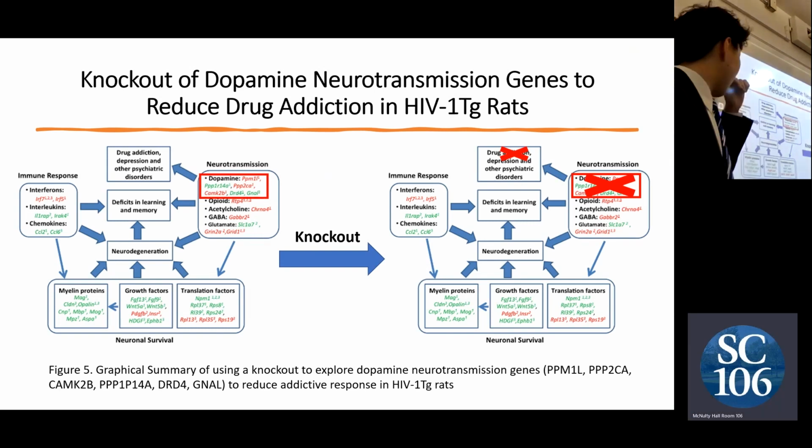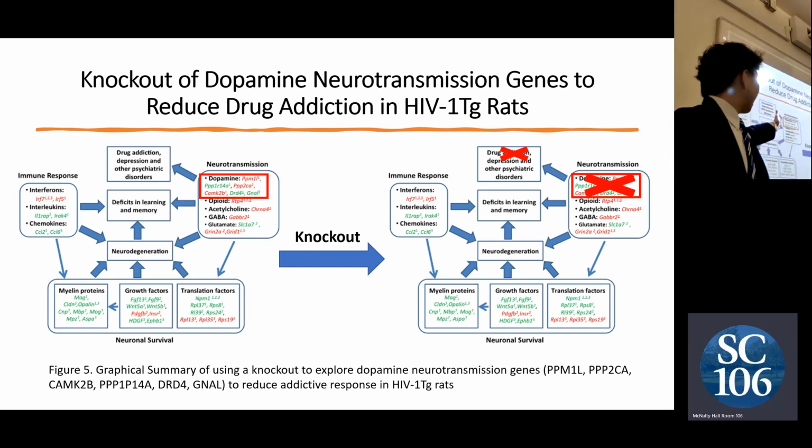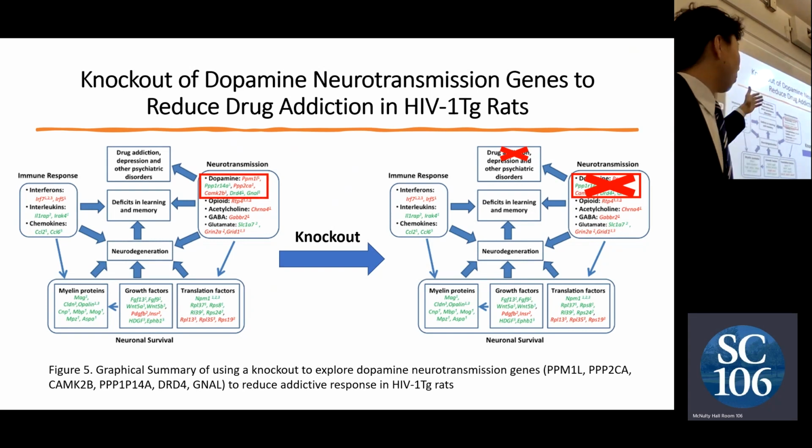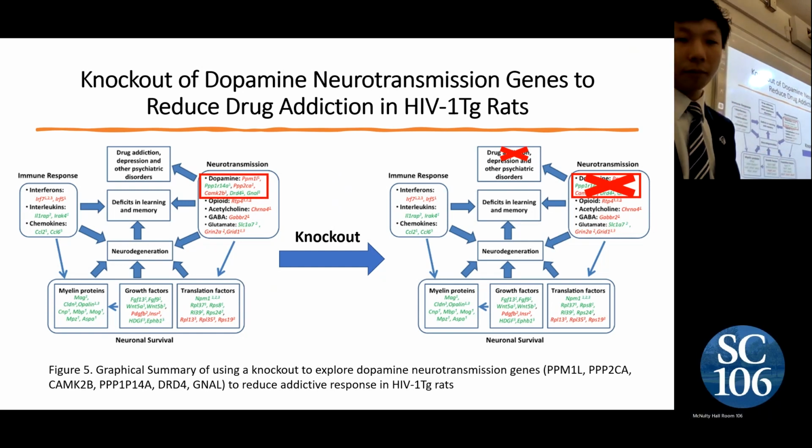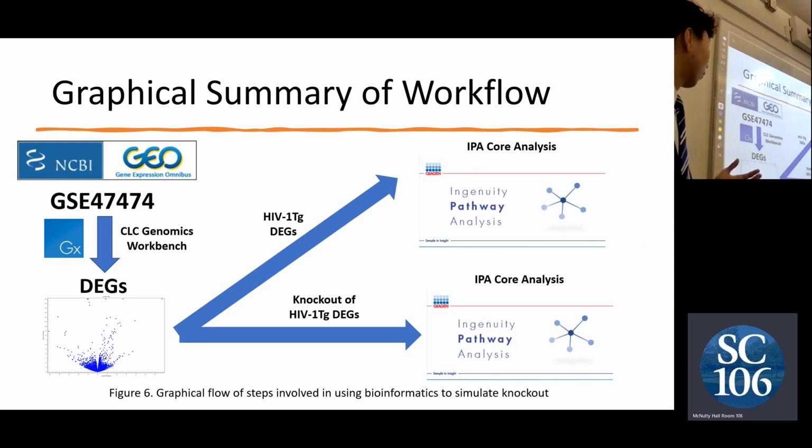A summary of my study: I'll be looking at these genes and knocking out these dopamine neurotransmission genes, in hope that they will reduce the drug addictive effects. Here is a graphical summary of my workflow. I took the GSE 47474 dataset from the GEO database, analyzed it using CLC Genomic Workbench, and acquired the differentially expressed genes. From there, I performed a knockout, and then did IPA core analysis with the knockout and without the knockout, which allows me to find the enriched canonical pathways.